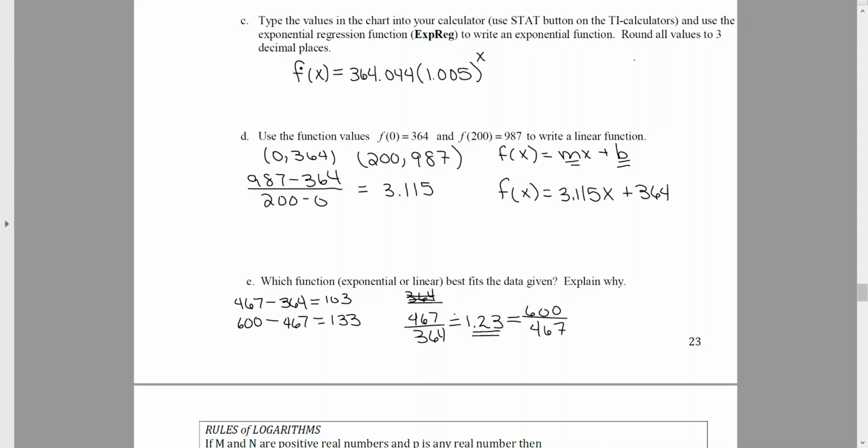So our ratios seem to be the same, whereas our difference isn't. So if our ratios are a better fit, then we're looking at an exponential function. Okay, and the reason why is all of our ratios seem to be about 1.23, and it's a constant, 1.23, versus the difference, which is not constant.